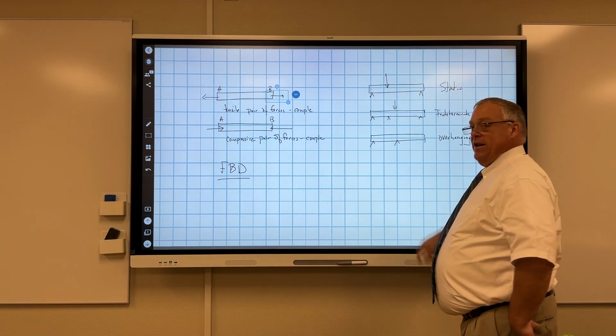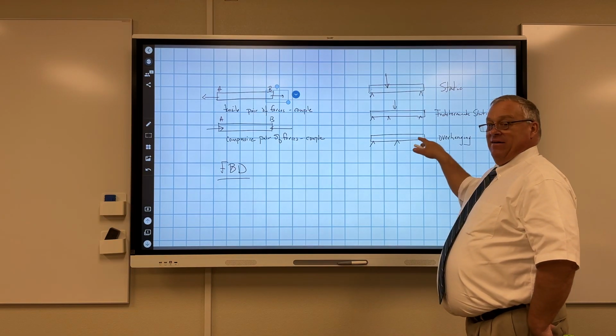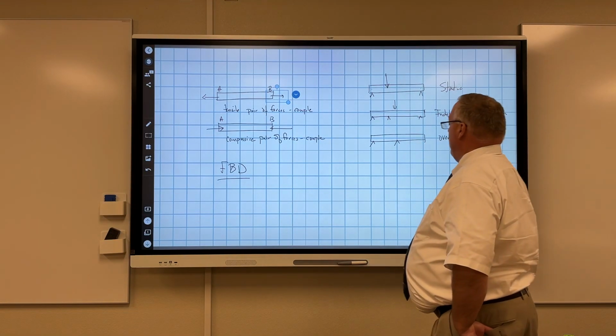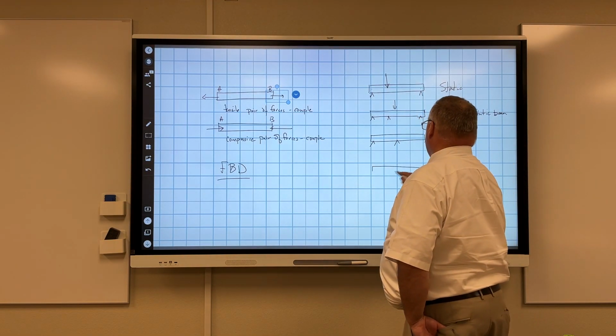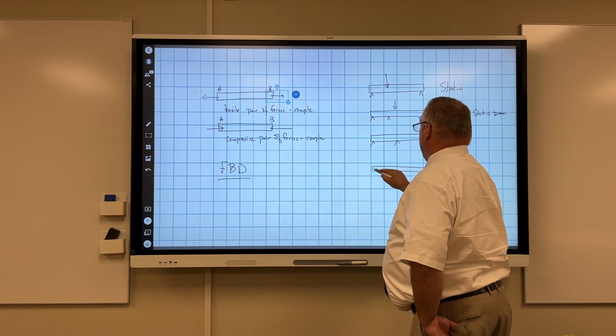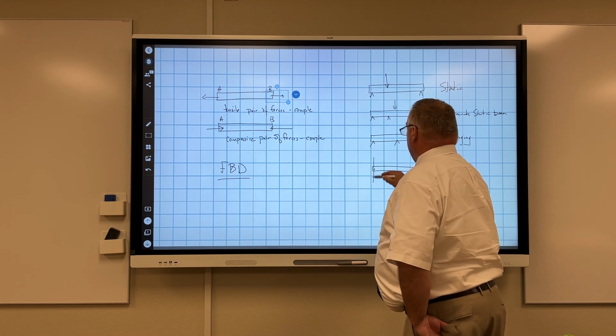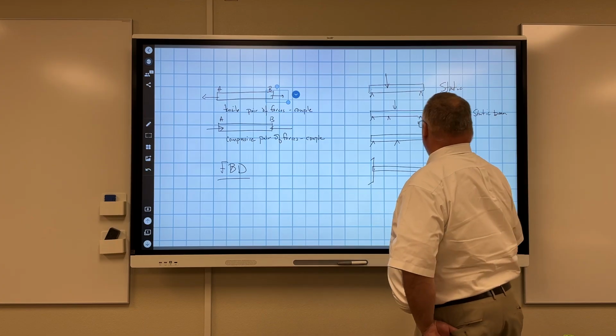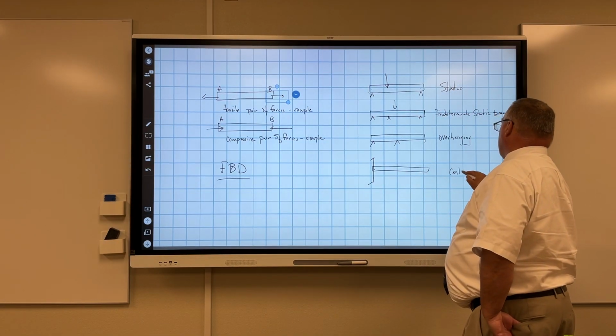You don't want a support out here. Why not? Because you want to drive out there, right? Okay, so now we've got this kind of support. Okay, it's mounted here, probably in a wall. Okay, this is called a cantilever.